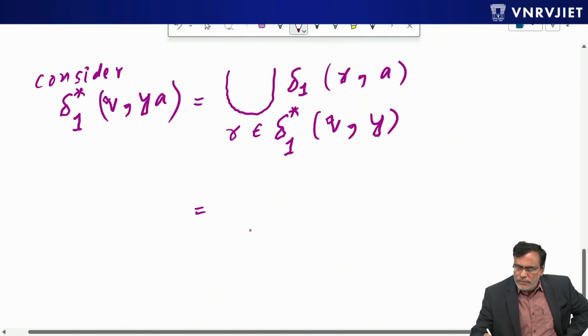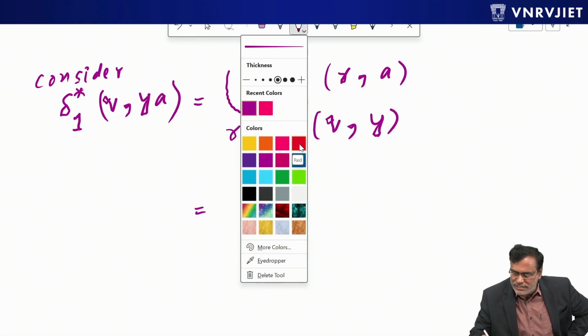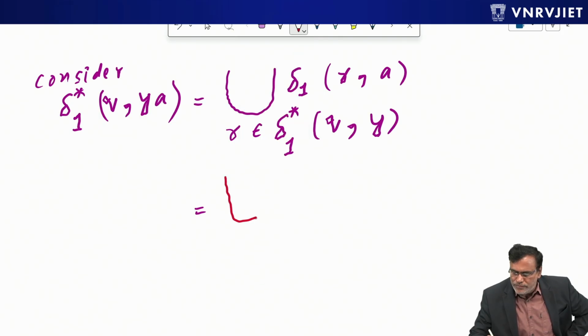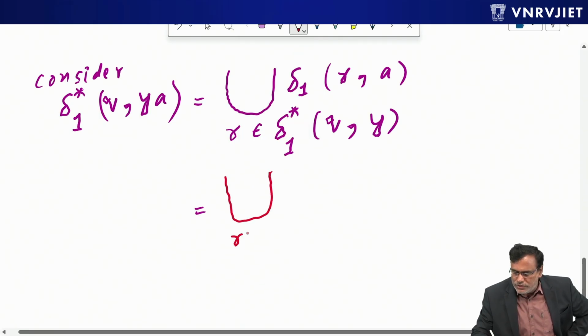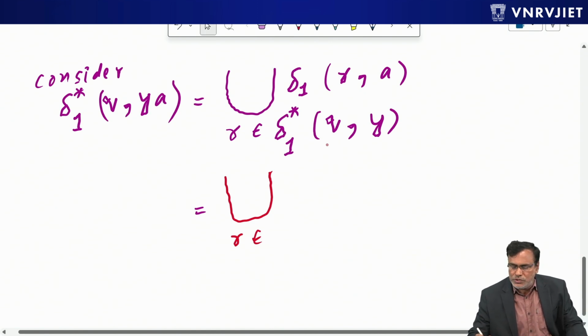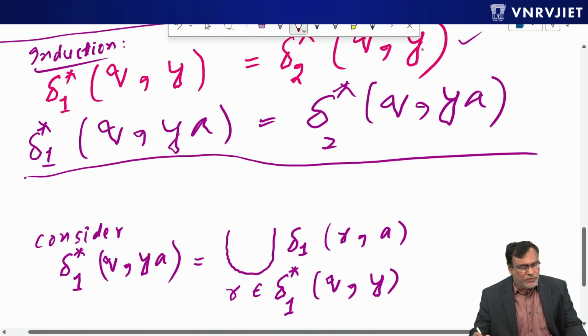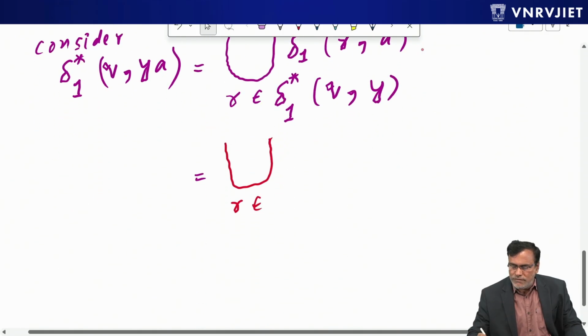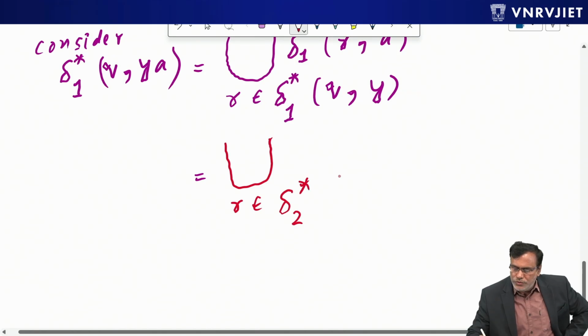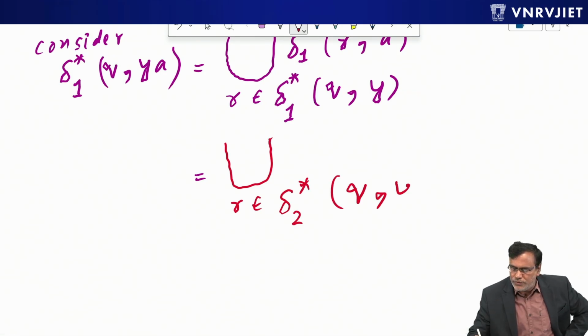So I can rewrite this. Let me use a different color. Union of R belongs to. Just now you have seen delta 1 star of QY is equal to what? Delta 2 star of QY. Therefore, I am going to replace this delta 1 star of QY with what? Delta 2 star of QY. I have replaced this part with this part. That is delta 2 star of QY.